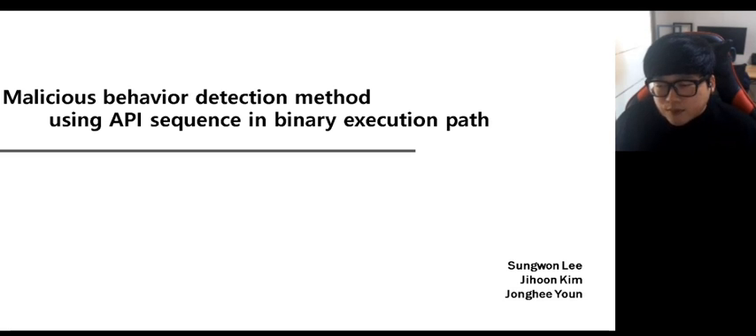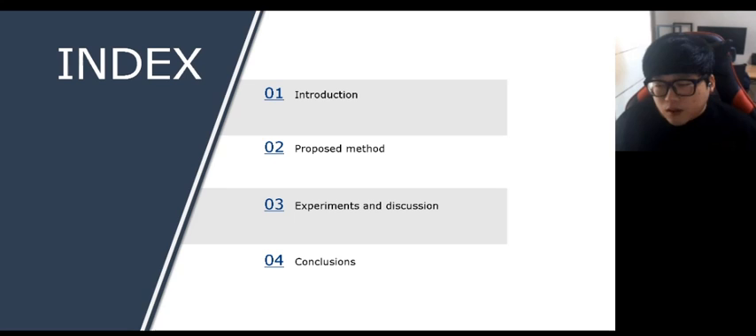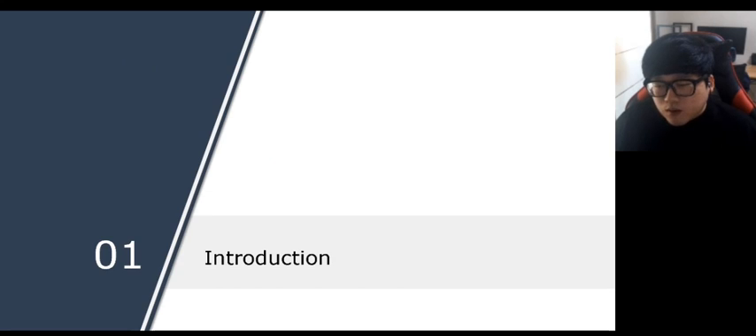The topic of my presentation is malicious behavior detection method using API sequence in binary execution path. The contents of the study will be presented in the order of introduction, proposed method, experiments, and discussion conclusions. Before going into the main text, let's start with an introduction.